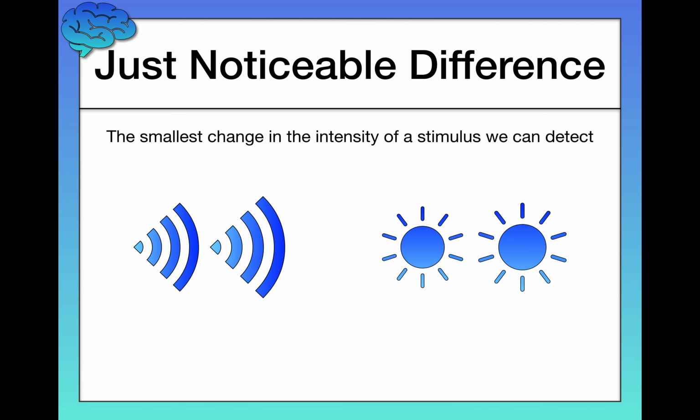Another metric, another interesting quality of our perceptual ability is the just noticeable difference. This is the smallest change in the intensity of a stimulus that we can reliably detect. So, for example, can you notice the difference between an 80 decibel sound and an 81 decibel sound? If you can, great. Then we ask the next question. What about an 80 decibel sound versus an 80.5 decibel sound, right? And we keep going on from there. That's the just noticeable difference.